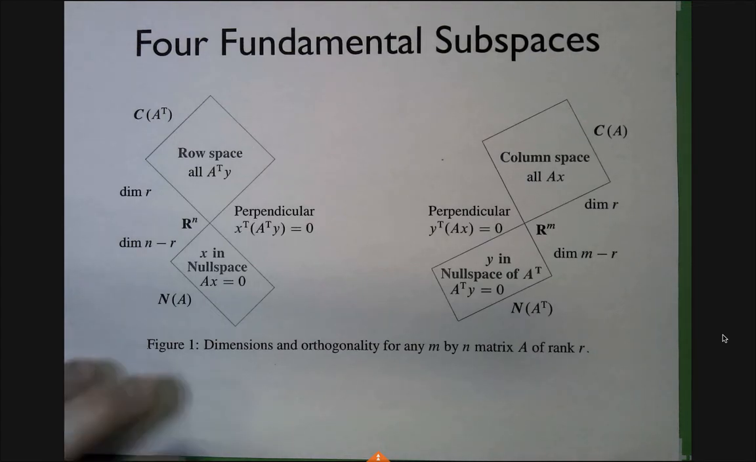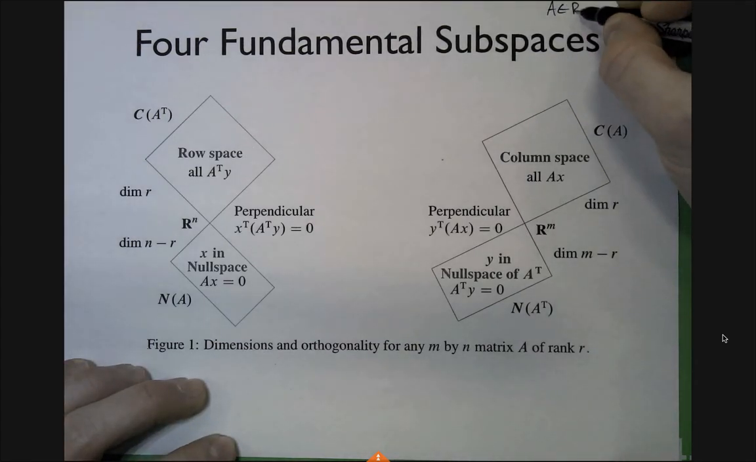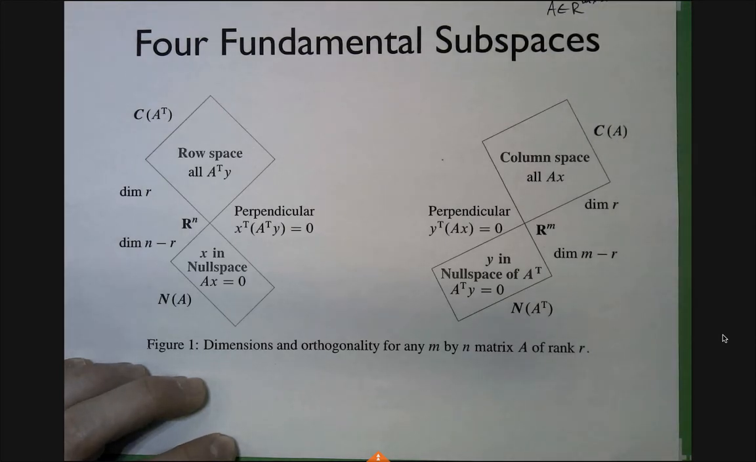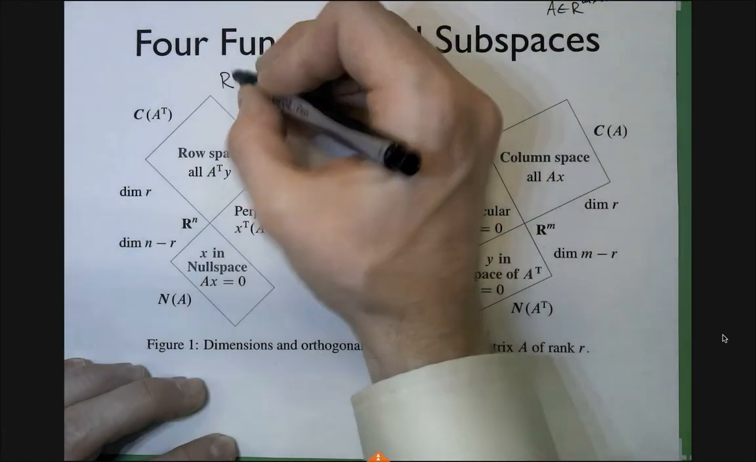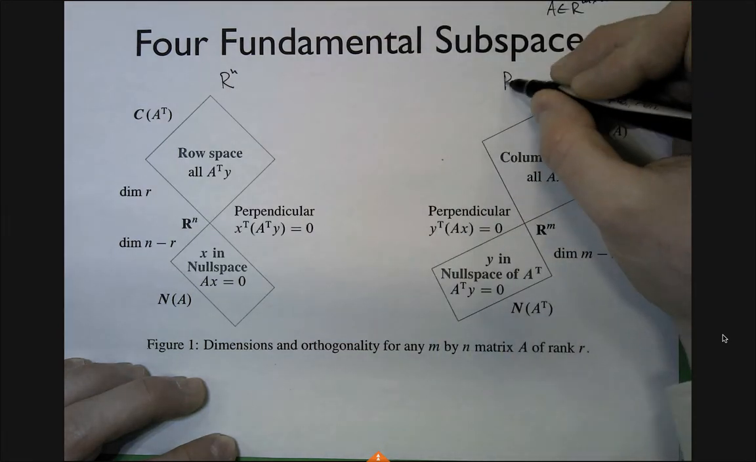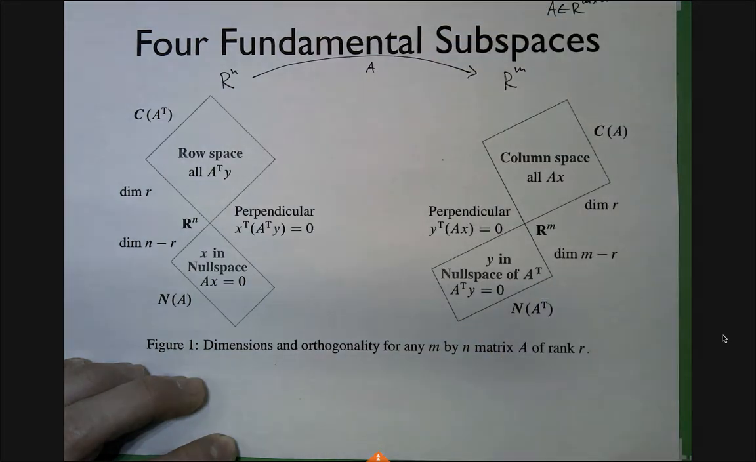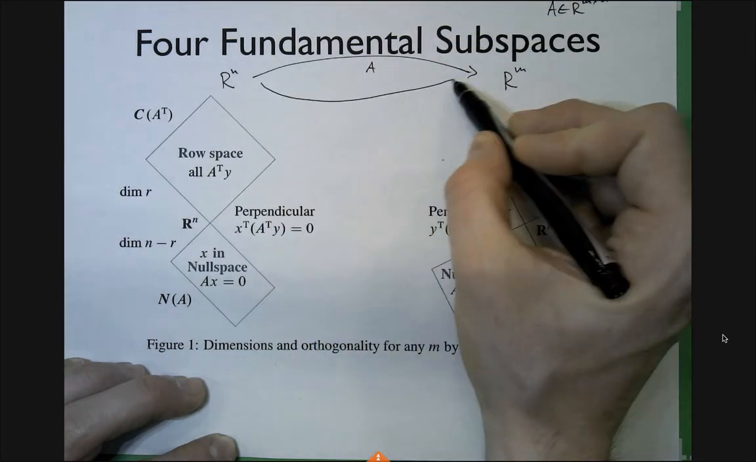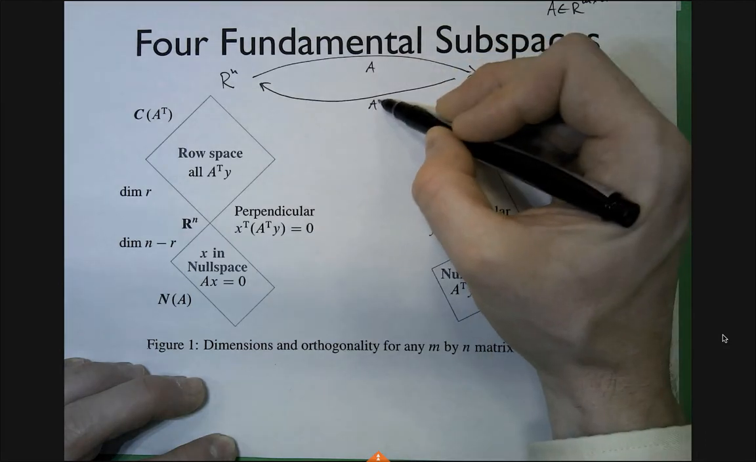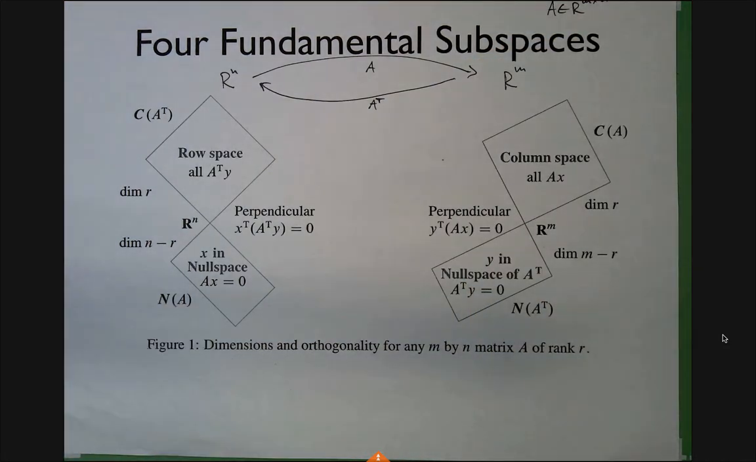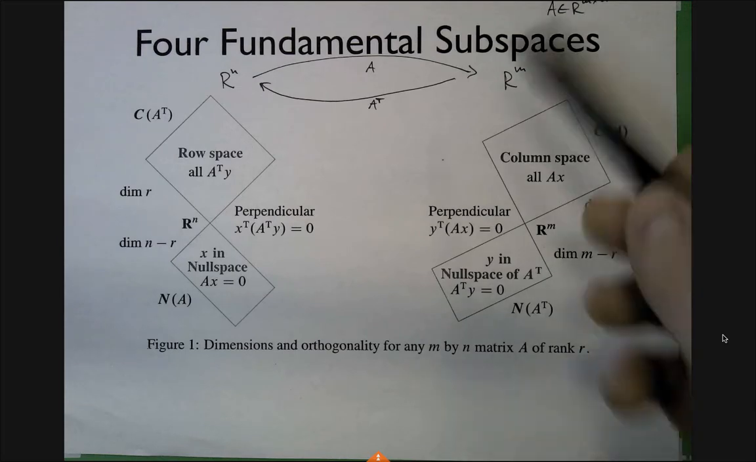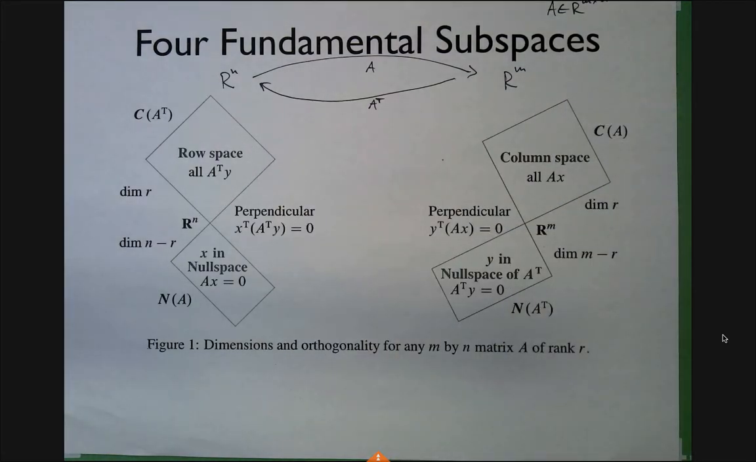So I again assume that my matrix is an m by n matrix. So what does it mean? That if I have R^n space here and R^m space here, that means that my matrix A maps from R^n to R^m, and that its transpose, A^T, maps the other way around. It goes from R^m to R^n, right? So basically the matrix is a linear transformation between the two spaces. The transpose is a linear transformation going the other way around.